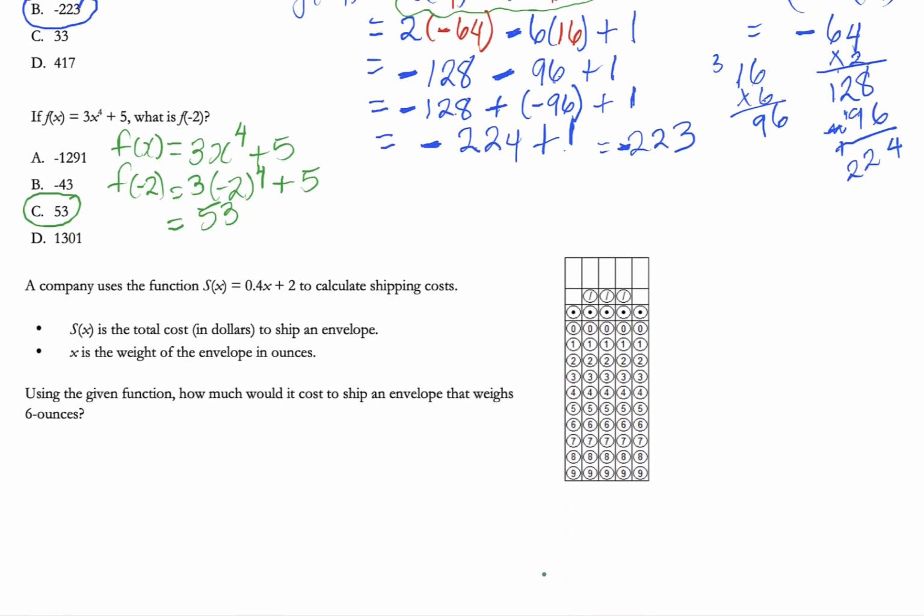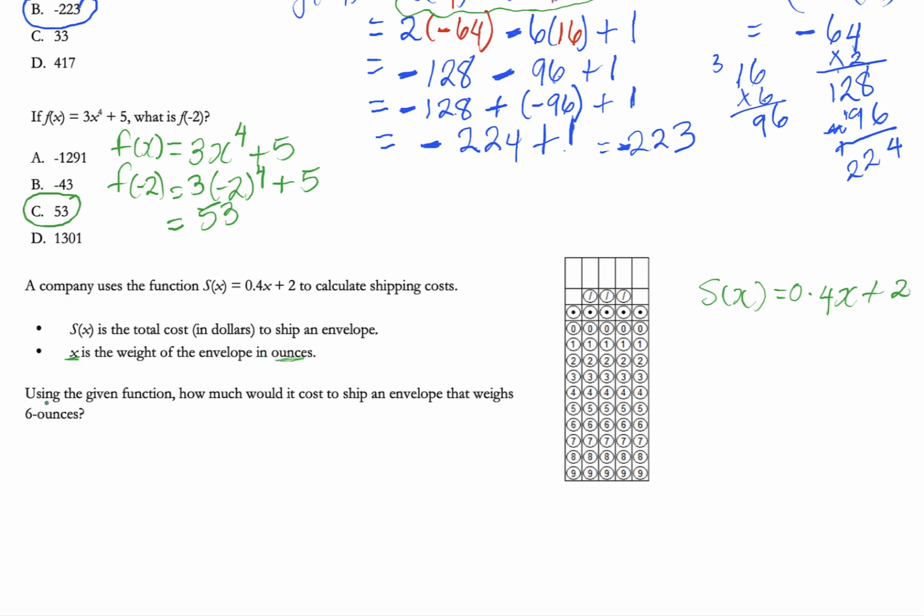Okay, let's look at the last one here. So sometimes you might have to fill in the grid. It says here, a company uses the function S of x equals 0.4x plus 2 to calculate shipping costs. So they give you the function S of x equals 0.4x plus 2. They say S of x is the total cost in dollars to ship an envelope, and the x is the weight of the envelope in ounces.